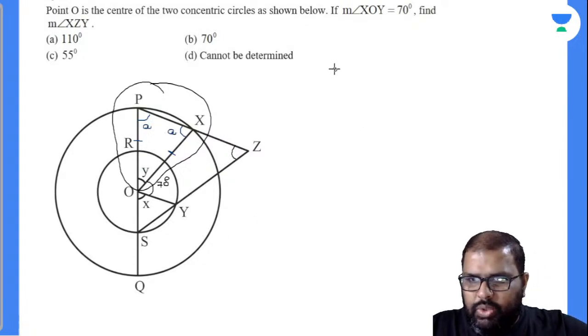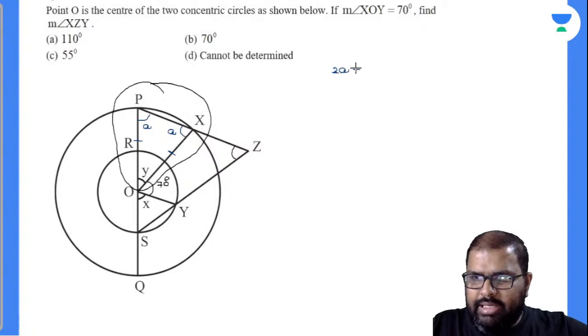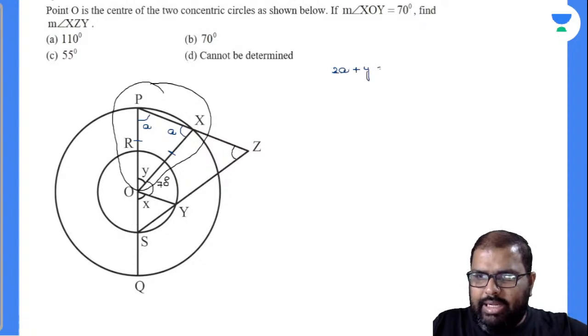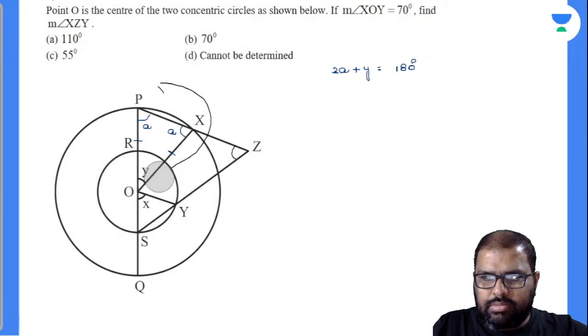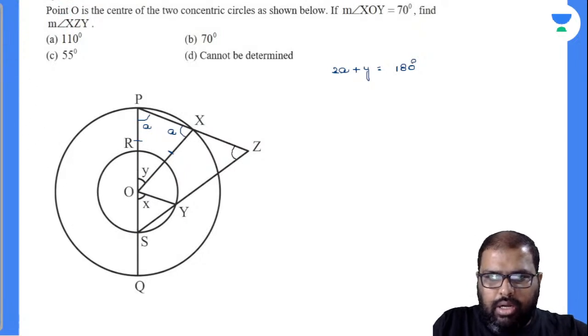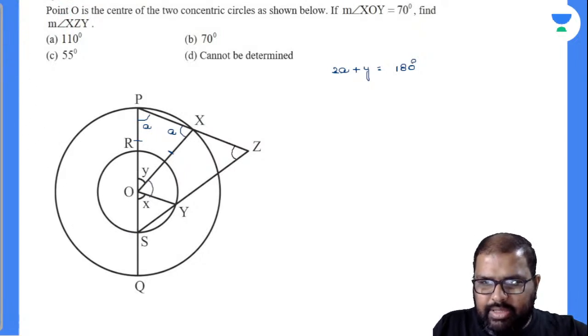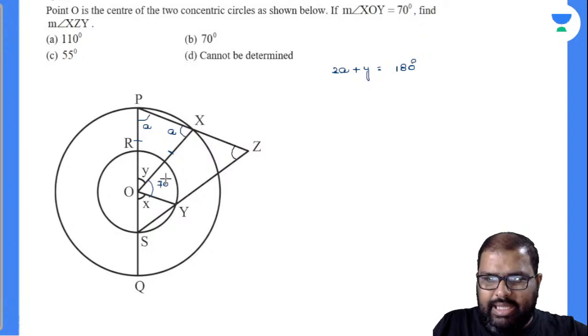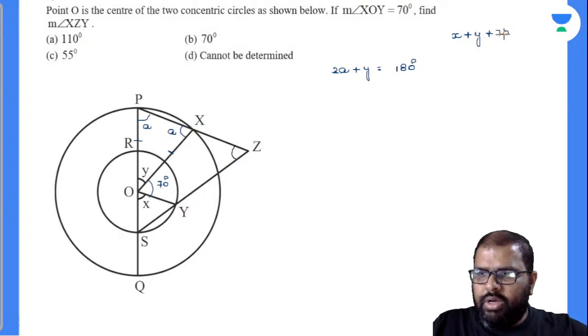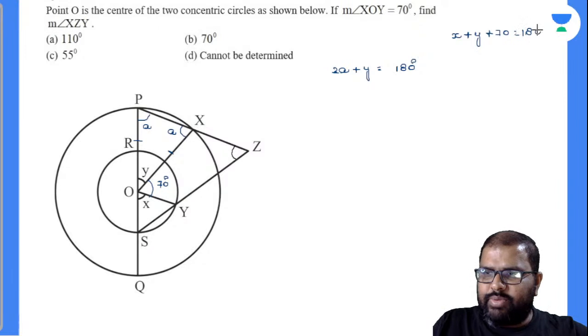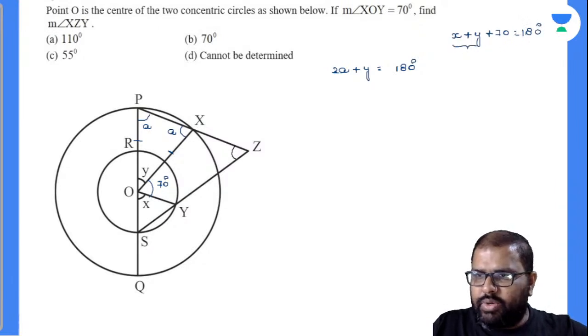So automatically 2A plus Y is equal to 180 degrees. I'll take down like this. Okay. So I'll remove this. Observe here, this is 70 degrees. The sum of adjacent angles will be equal to 180 degrees. X plus Y plus 70 is equal to 180 degrees. So X plus Y is equal to 110 degrees. Okay, keep it aside.